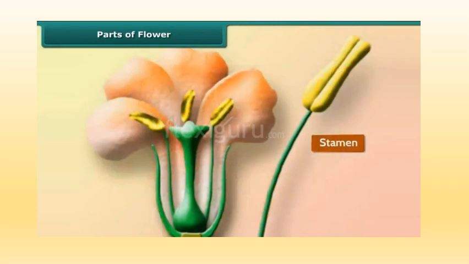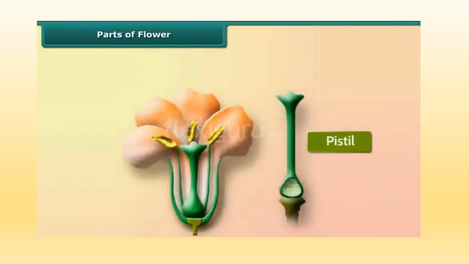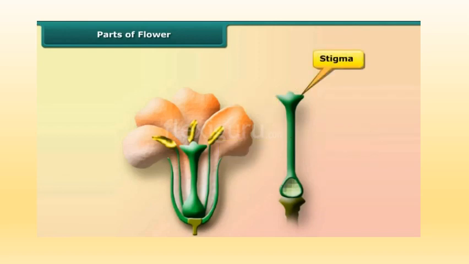The stamen has two parts: anther and filament. The anther is generally yellow in color and carries the pollen. It is held up by a thread-like part called a filament. The pistil has three parts: stigma, style and ovary. The stigma is the sticky surface on the top of the pistil. It traps and holds the pollen. The style is the tube-like structure that holds up the stigma, and the ovary contains the ovules.